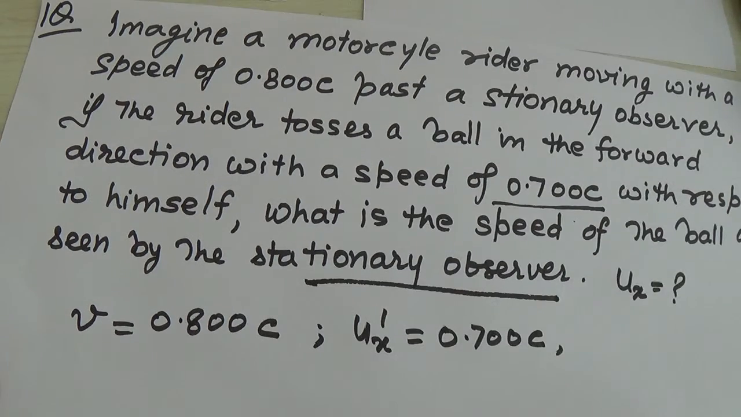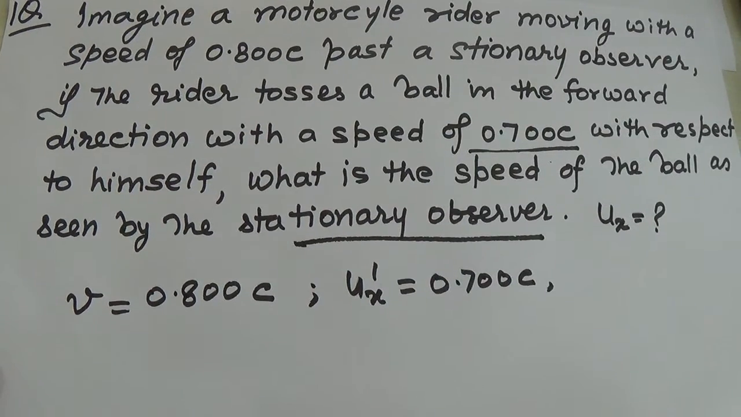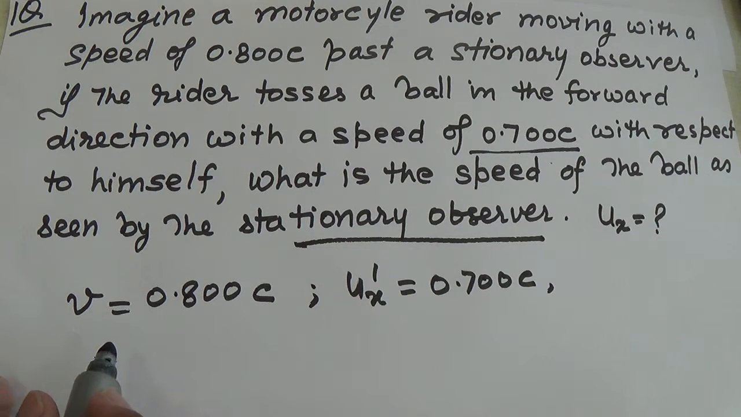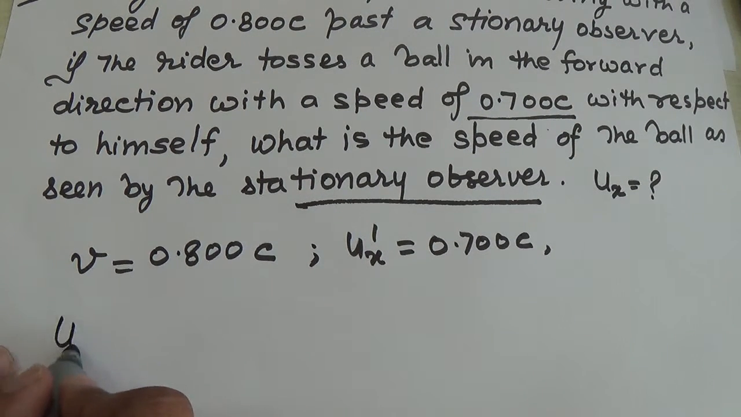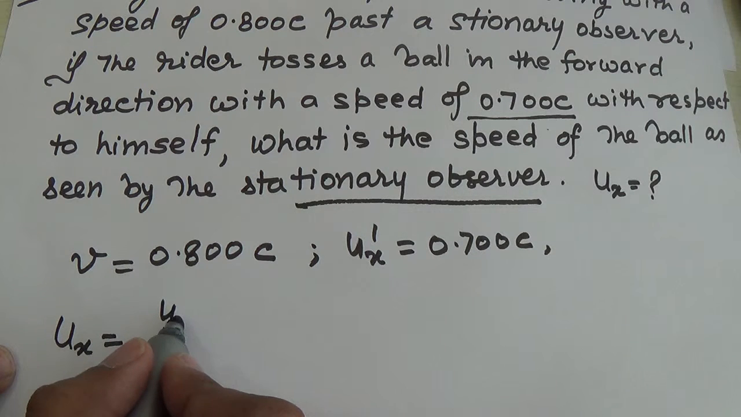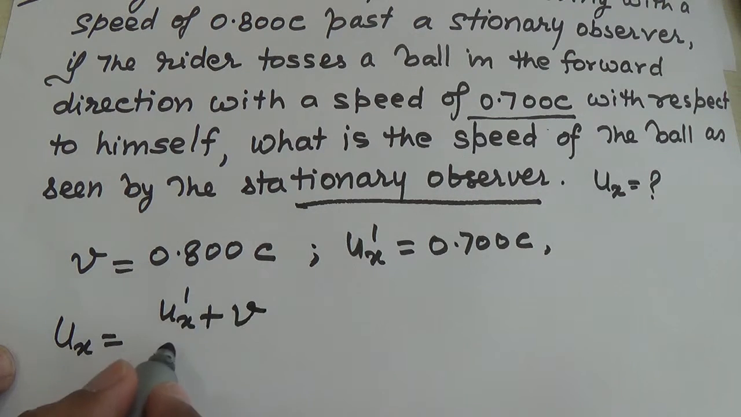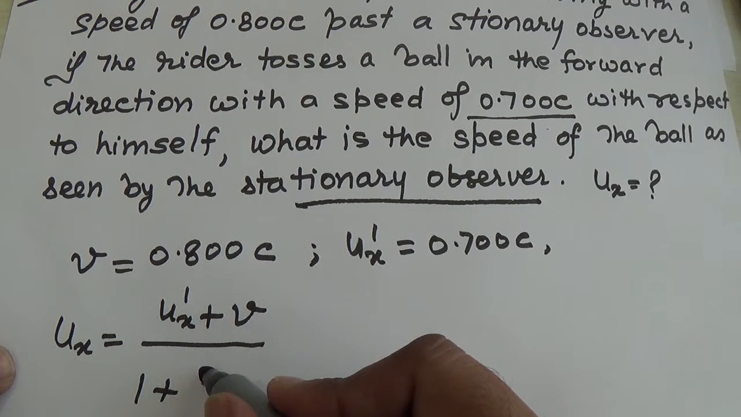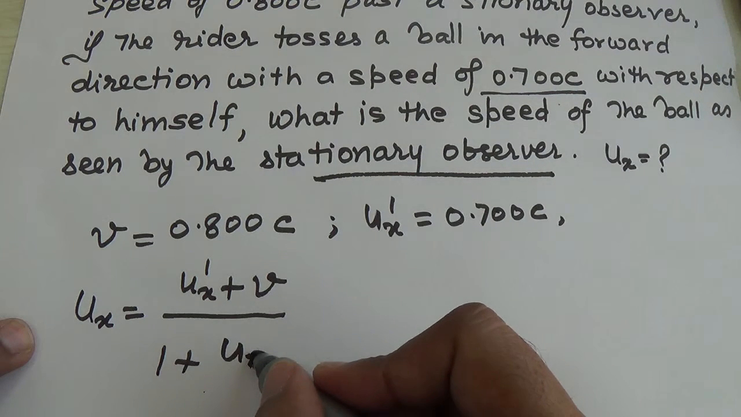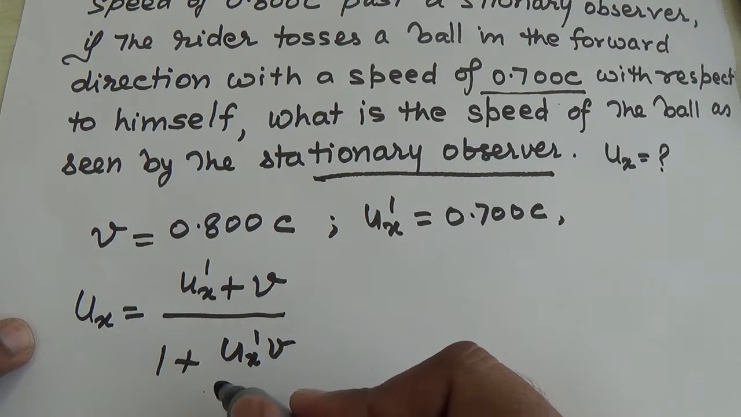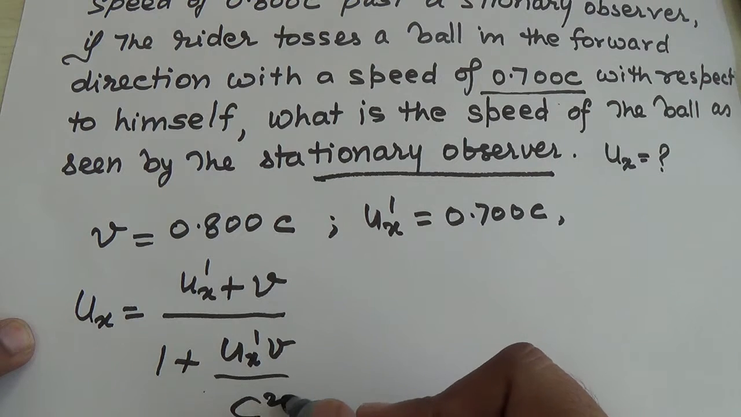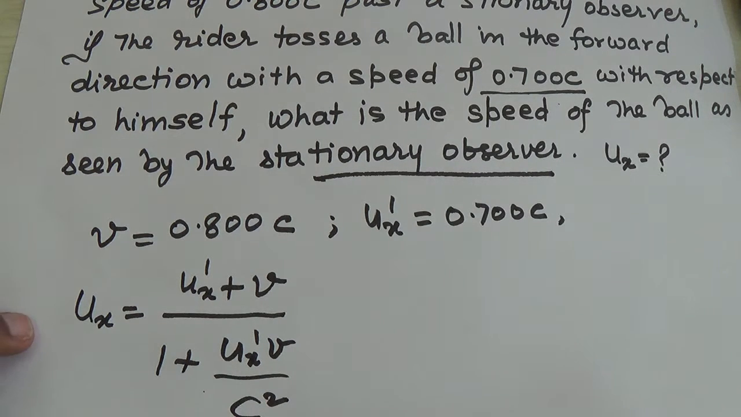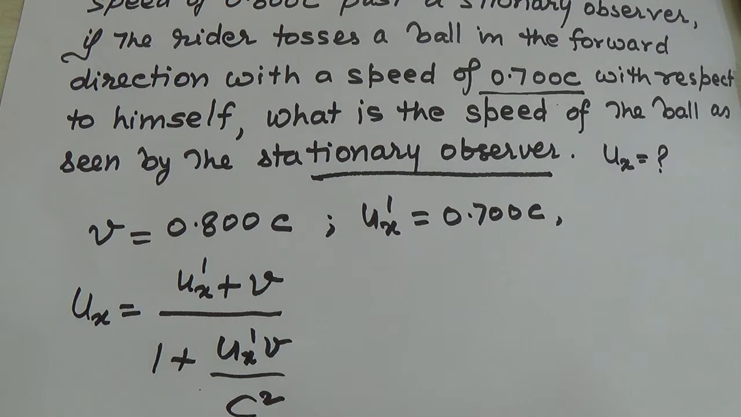So now the formula is clear: ux is equal to ux prime plus v, upon 1 plus ux prime v upon c square. Everything is known: the value of ux prime, the value of v, and the speed of light. So you can put the values and find out the answer.